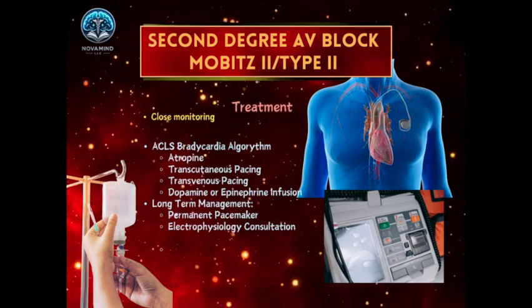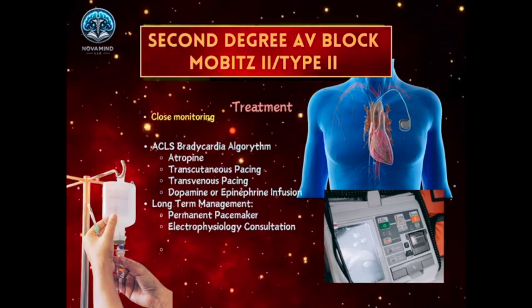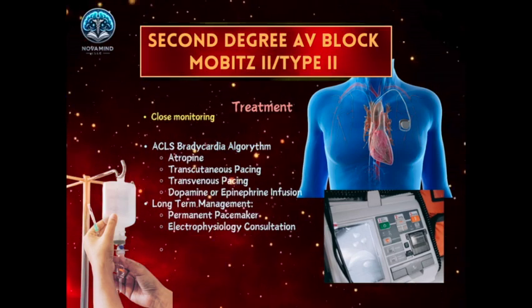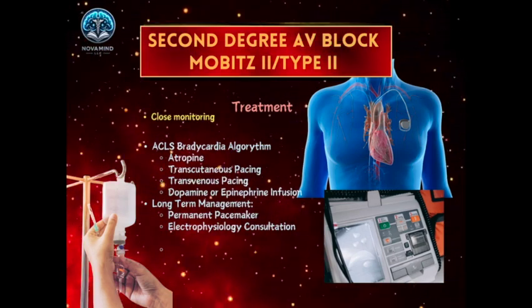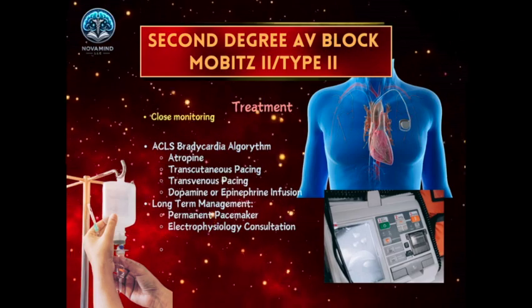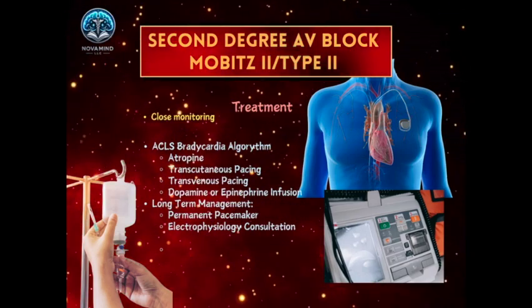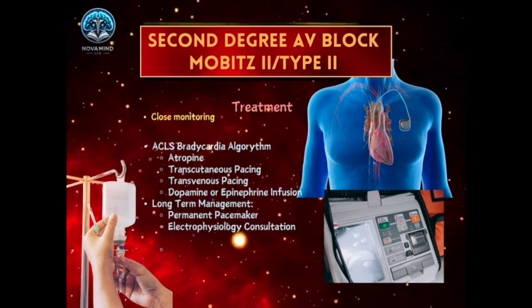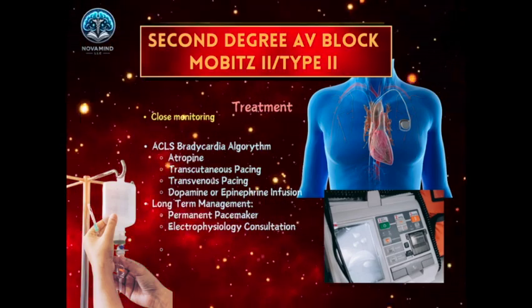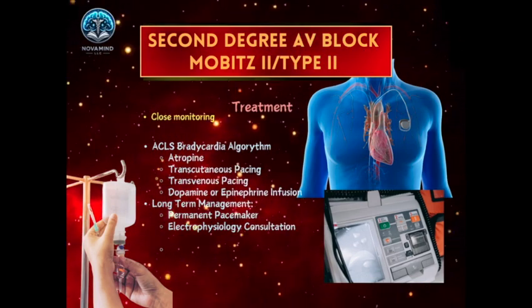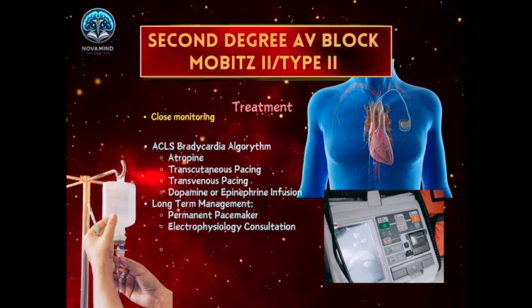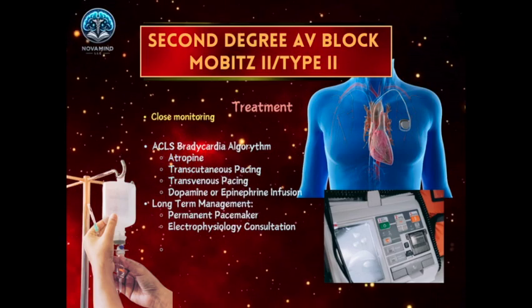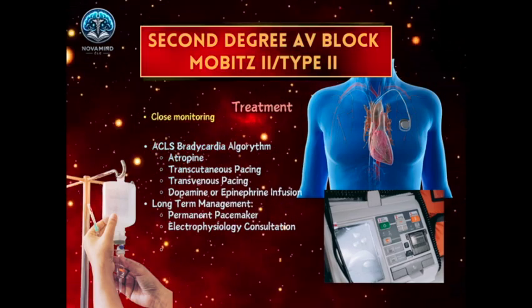Transcutaneous pacing is often recommended as the first line of action for symptomatic Mobitz II. Providers should be ready to escalate to transvenous pacing if transcutaneous pacing is insufficient or unavailable. Dopamine or epinephrine infusions may be used as a bridge to improve heart rate and cardiac output if pacing isn't immediately possible.